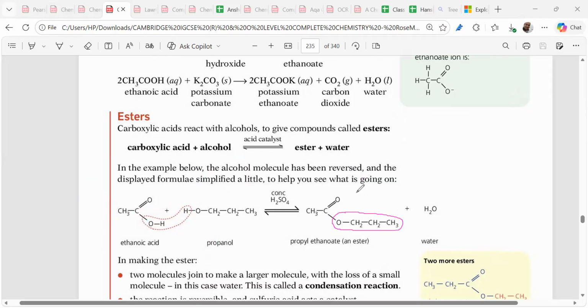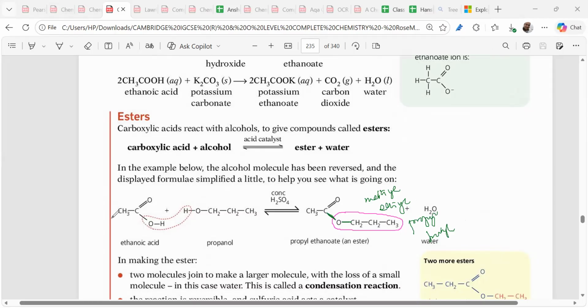Where you have got bridging oxygen over here, substituent. If you are getting 1 carbon, it will be methyl. If it is 2 carbon, it will be ethyl. 3 carbon, it will be propyl. 4 carbon, it will be butyl, and so on.